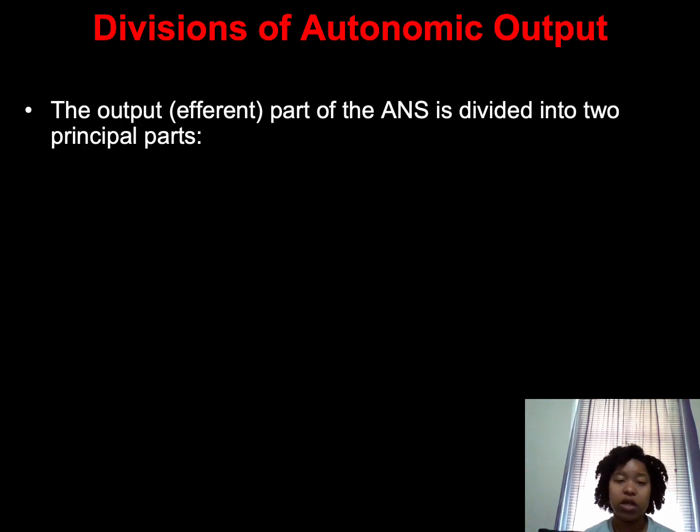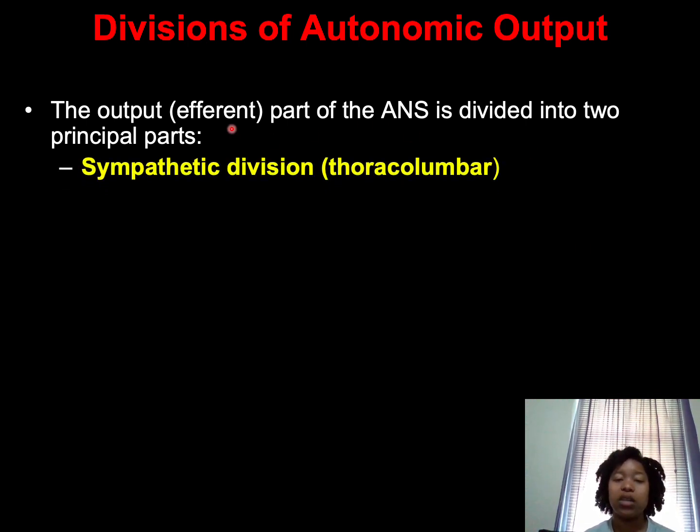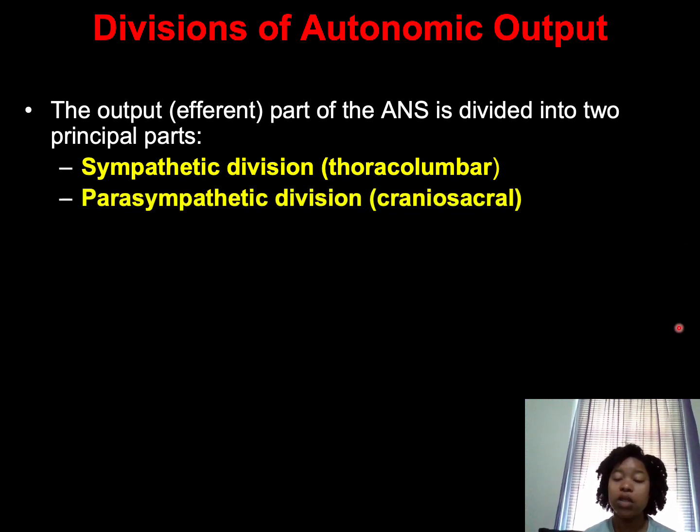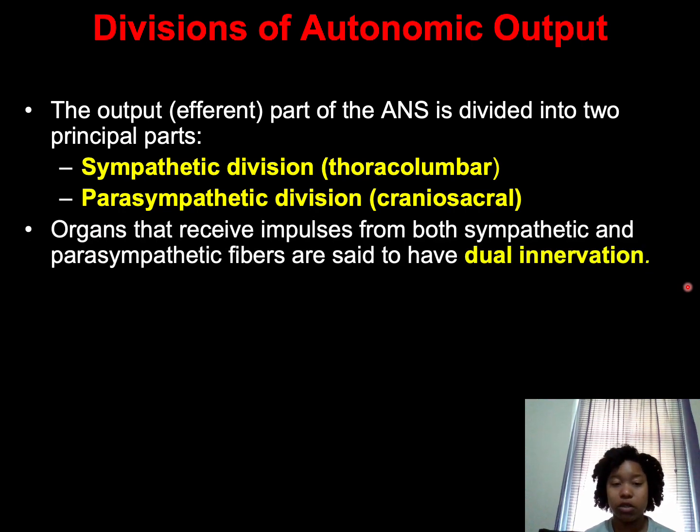So what are some divisions of autonomic output? The efferent part of the autonomic nervous system is divided into two principal parts. So you've got the sympathetic division, which has thoracolumbar innervation, meaning that it's centrally located along the thorax and the lumbar portion of the spinal cord. And then you've got the parasympathetic division, which is craniosacral, sorry. So its main points are coming from the cranial region and the sacral portions.